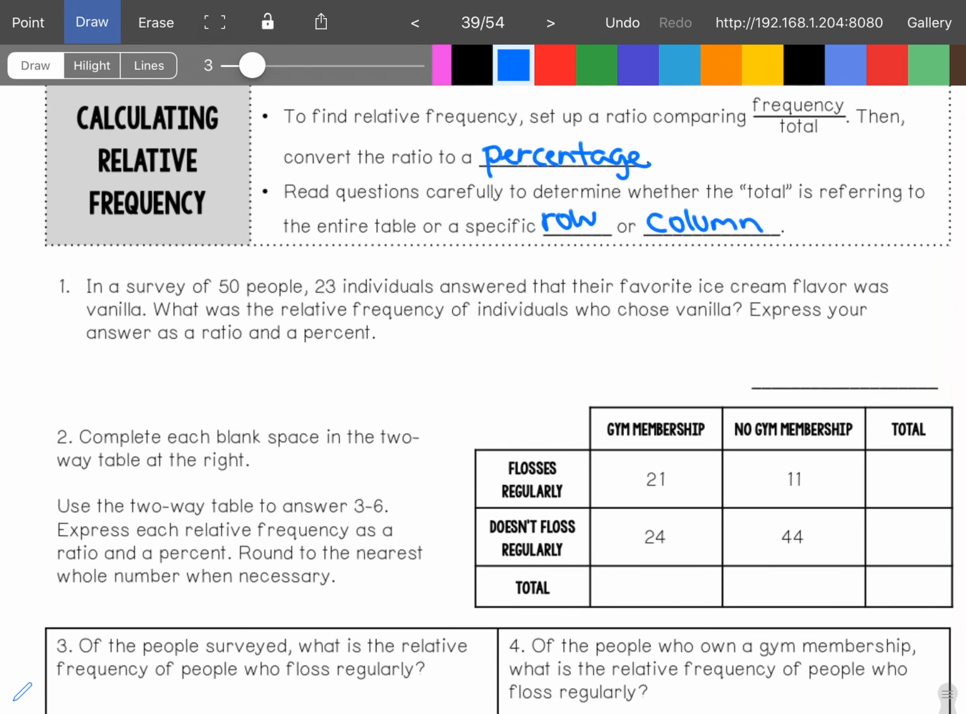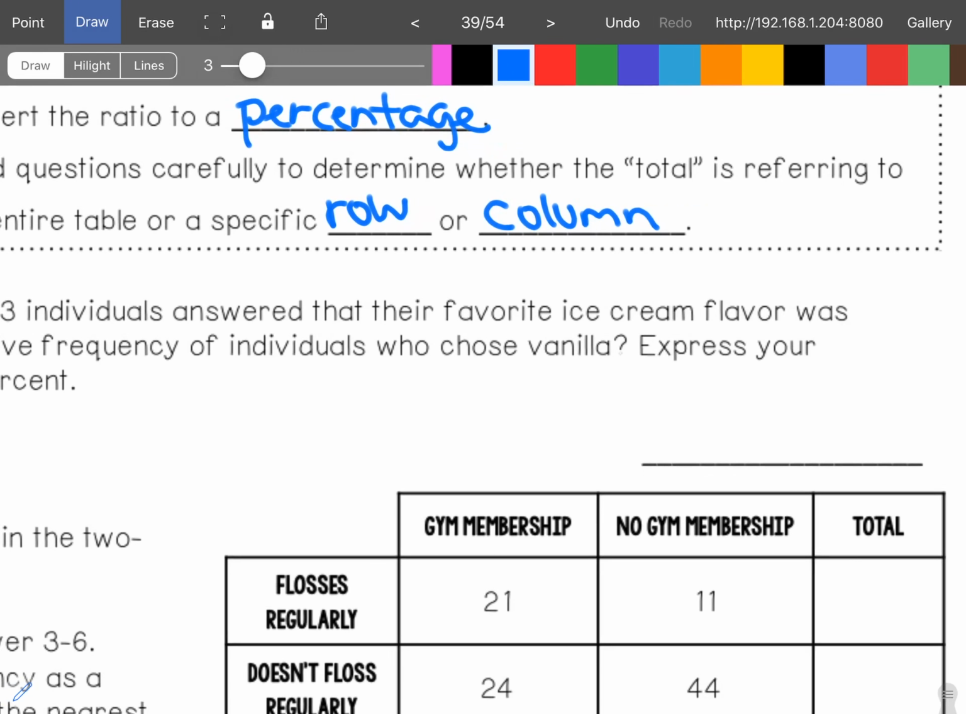All right, number 1. In a survey of 50 people, 23 individuals answered that their favorite ice cream flavor was vanilla. What was the relative frequency of individuals who chose vanilla? Express your answer as a ratio and a percent. Okay, so 23 out of 50 preferred vanilla. So as a ratio, you would write it this way, 23 out of 50.